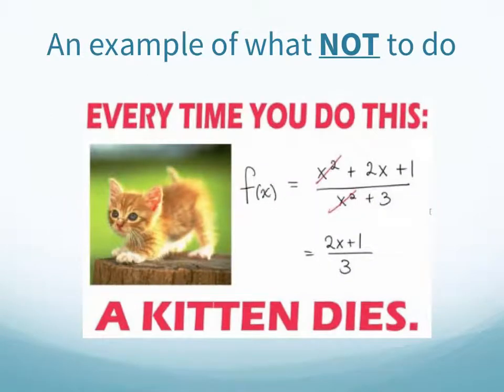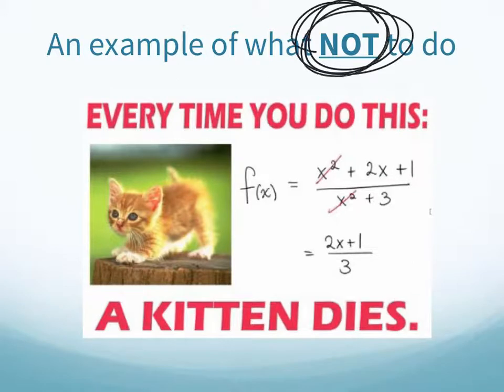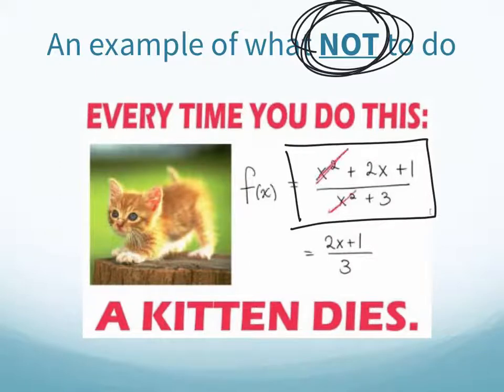Okay, so the next slide is an example of what not to do. If we look at this problem in the box, we have x squared plus 2x plus 1, all divided by x squared plus 3. Now notice this person tried to cancel out this x squared and this x squared. Well, that doesn't work that way. You can't cancel those. You have to factor before you can cancel anything, because notice you still have this plus 2x plus 1 and this plus 3.